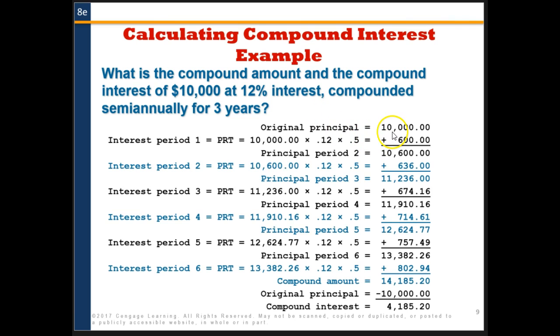So you can see here, we start our original principal is $10,000. Our first interest period, right, our first 6 months is 10,000 times the interest rate, which is 0.12 times 0.5, because the time is half of a year. So it's $600. So our principal for period 2 is $10,600. We repeat this until we've done it 6 times, then our compound interest ends up being $4,185.20. So these are not difficult calculations. These just take time to calculate, and you need to make sure that you're doing neat work and make sure you're covering all your steps.